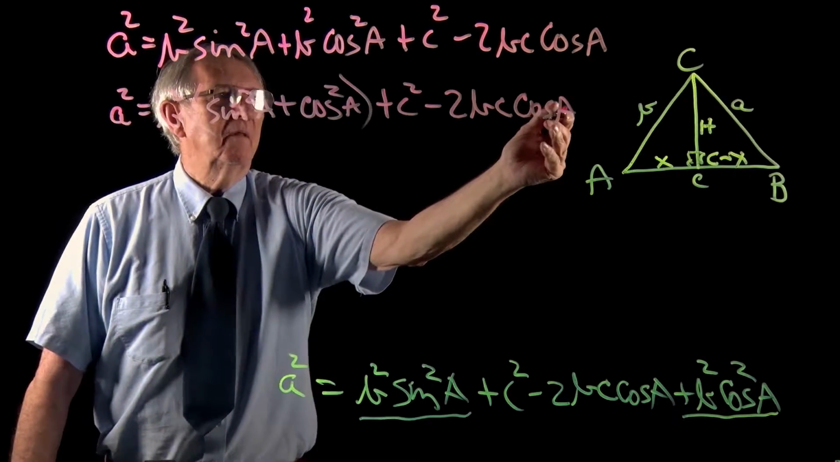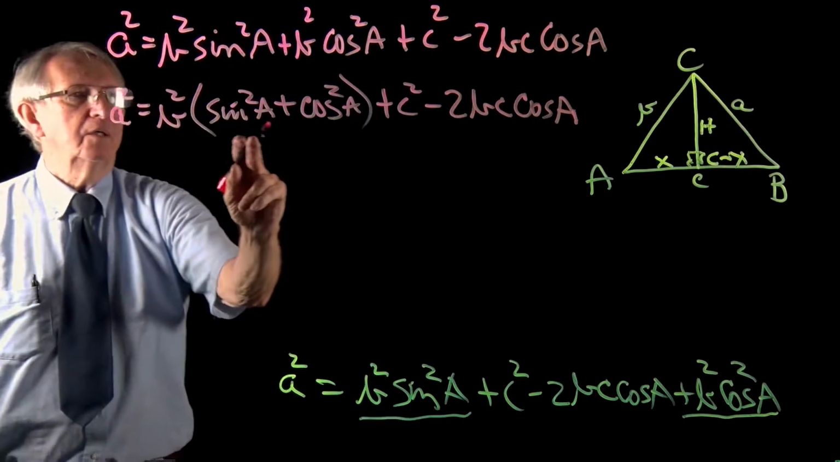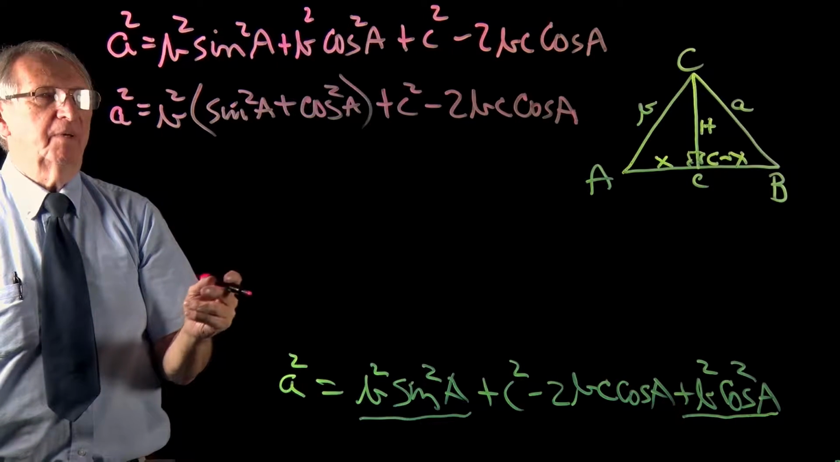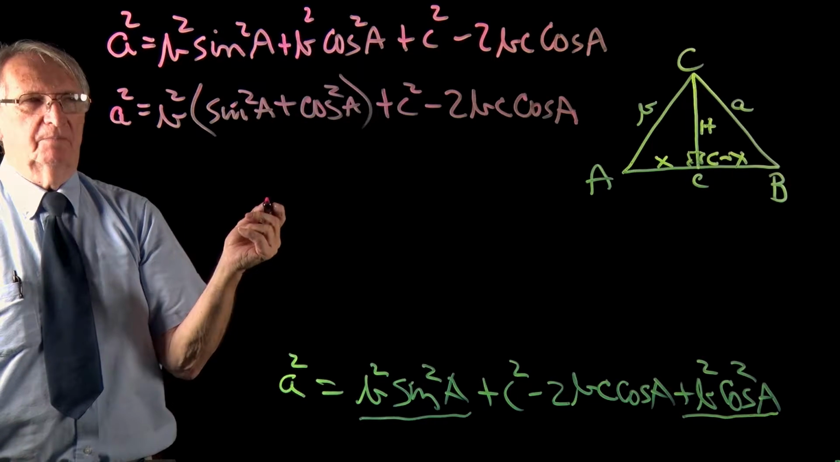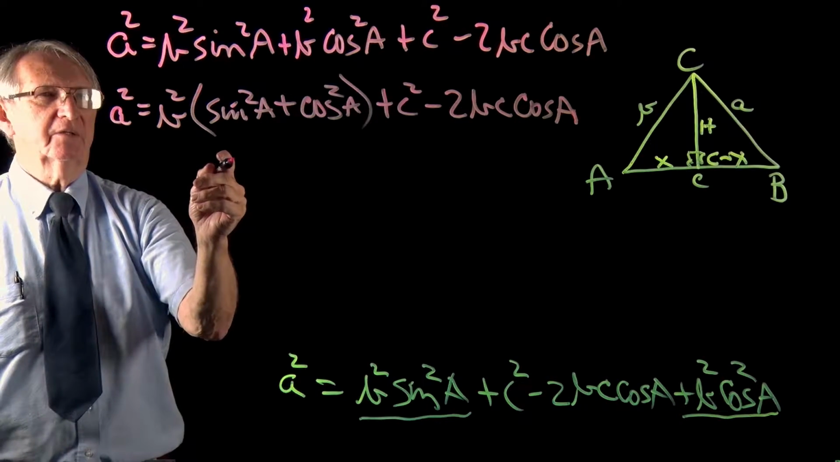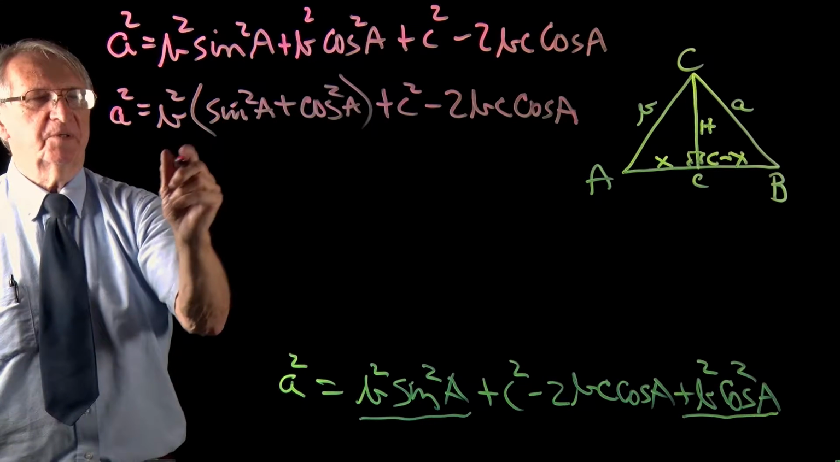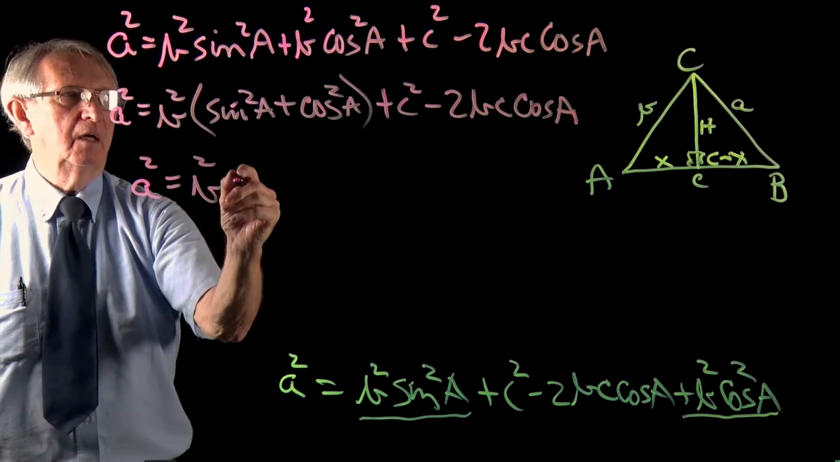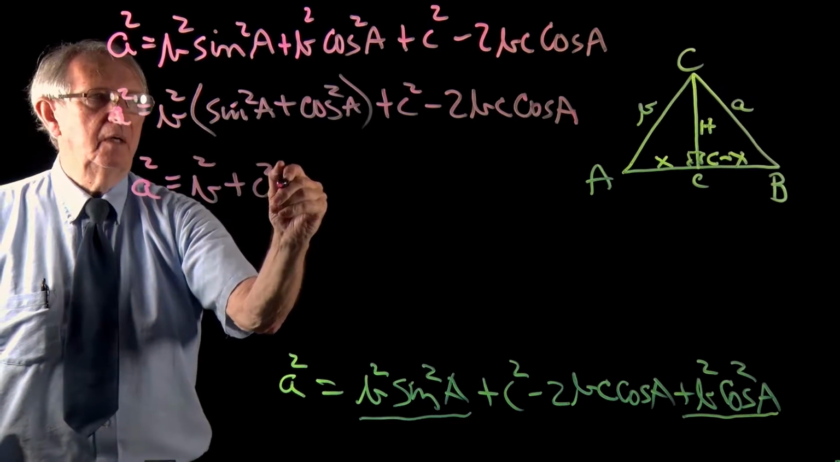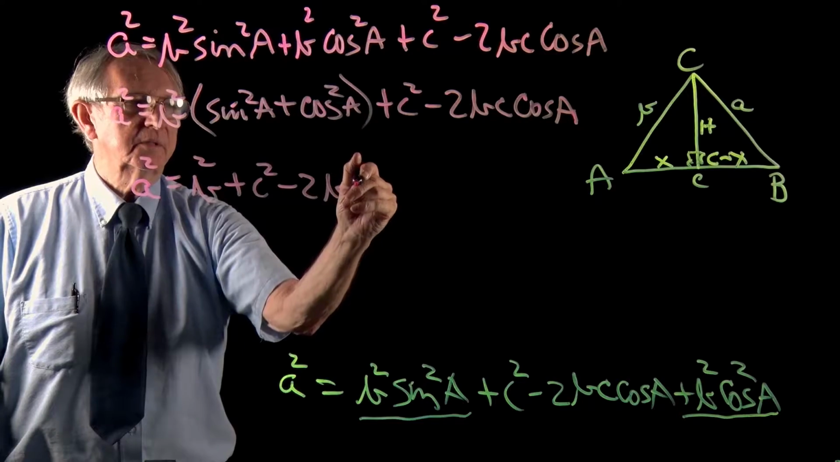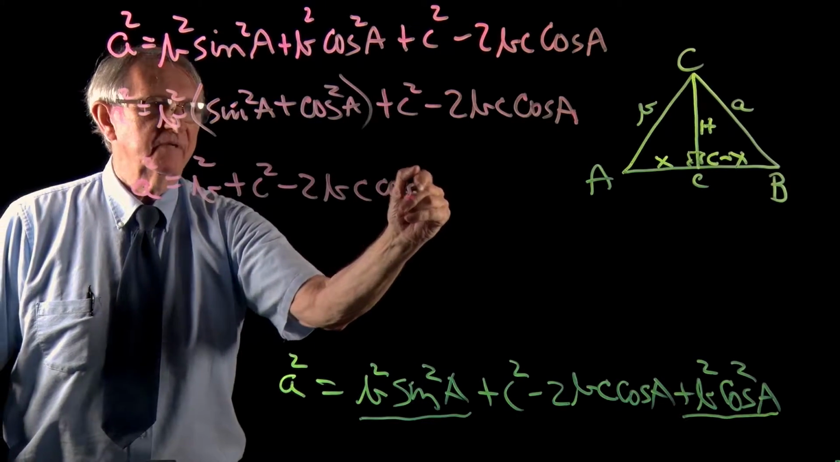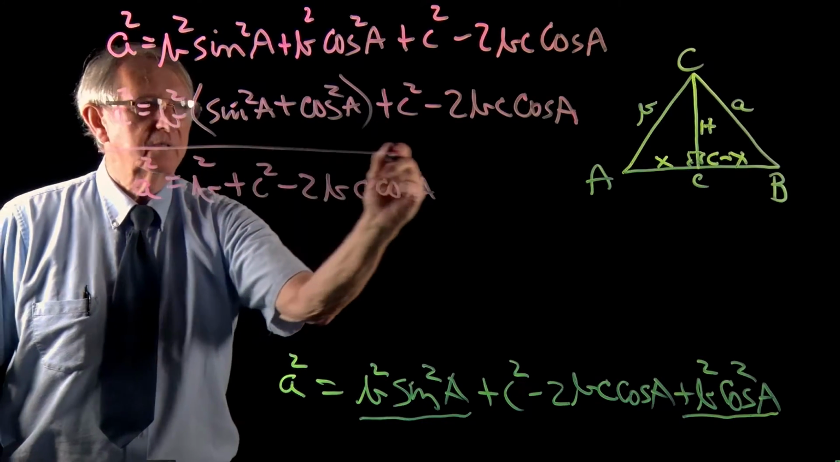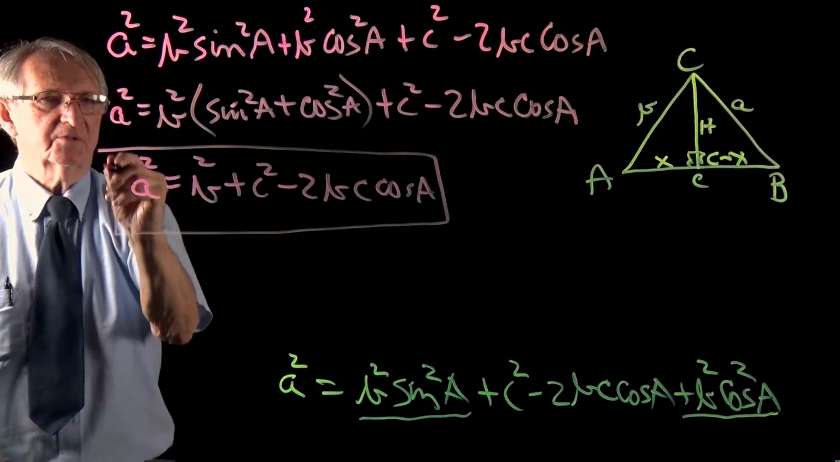Now, the thing is that everyone knows this turns into a 1 because of the identity. Sine squared of an angle plus cosine squared of an angle equals 1. So therefore, all you're left with is the b squared. So you end up with a squared equals b squared plus c squared minus 2b times c times the cosine of angle A. That is the first expression of the law of cosines right there.